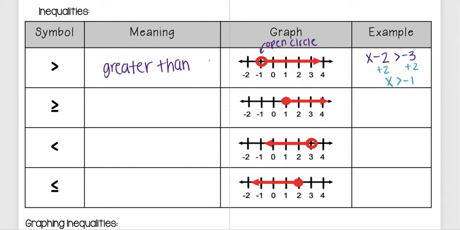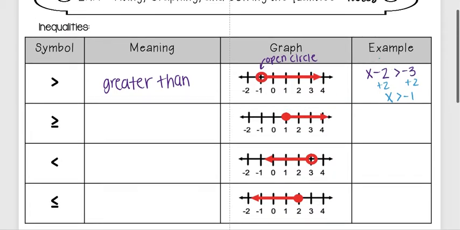So for instance, if I were to plug in, let's say, 5 into this inequality here, well, 5 minus 2 greater than -3. Well, when I do 5 minus 2, 3 is in fact greater than -3. And so that was what I put here, 5 greater than -1. That is true.